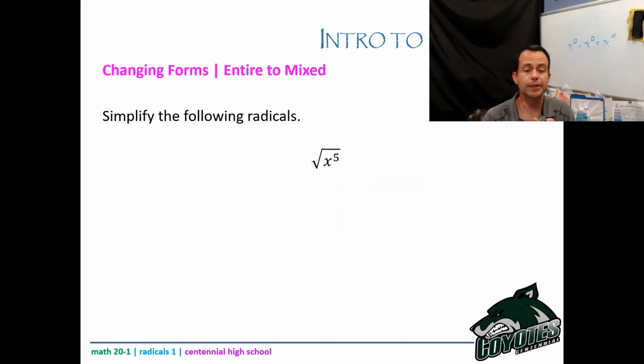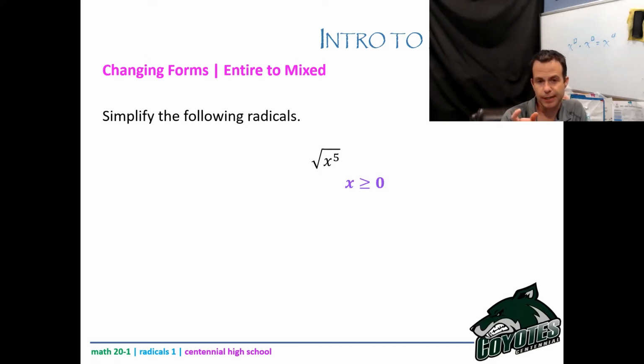Okay, what about x to the 5? Well, this one changes things a bit because I don't have an even exponent. So it changes things in two ways. First of all, there's now restrictions. X has to be greater than or equal to 0. Otherwise, I would end up with a negative radicand, and I can't take the square root of a negative number.